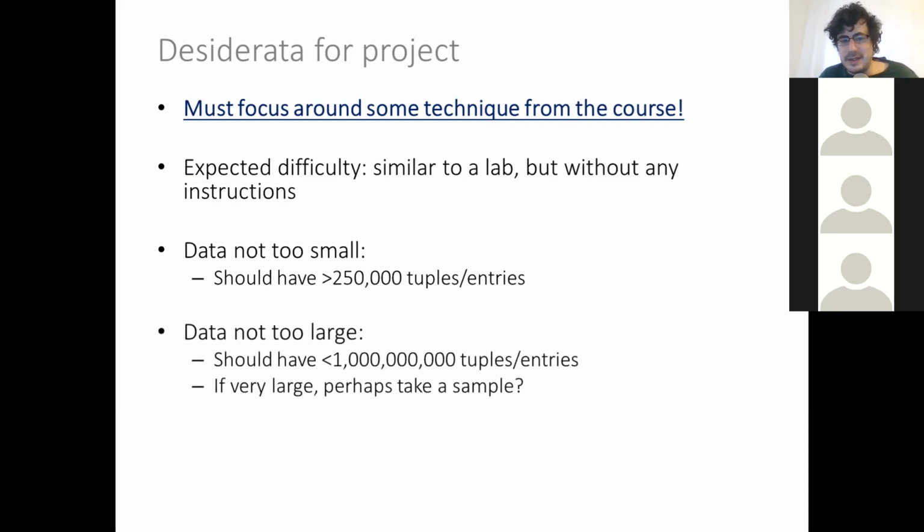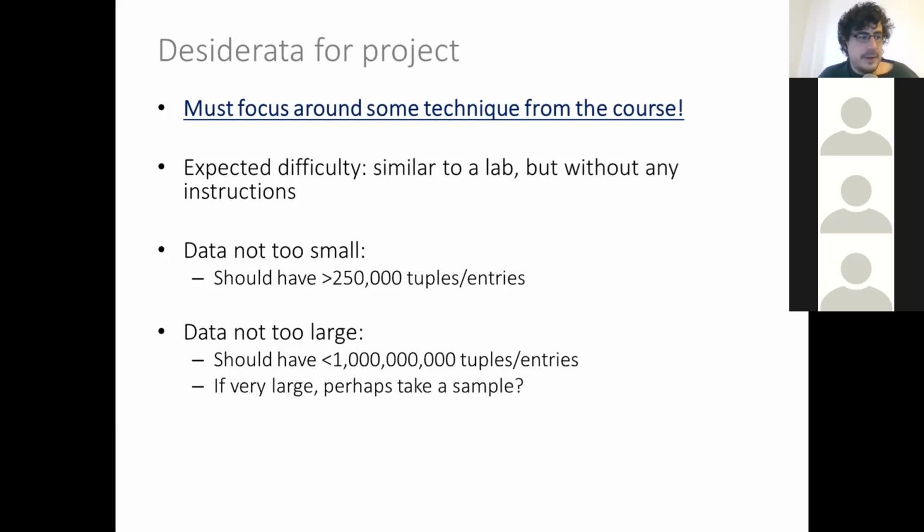On the other hand, the data should not be too large. I mean, you can have data that are as large as you want, but if you're using the cluster, it would become difficult. So for sure, there should be less than 1 billion rows. It depends on what you want to do, but if it's a very large data set, you can perhaps work with a sample. And this is mainly so that your processing in your project doesn't take several days, but also so that the cluster doesn't get filled up too quickly or too easily.